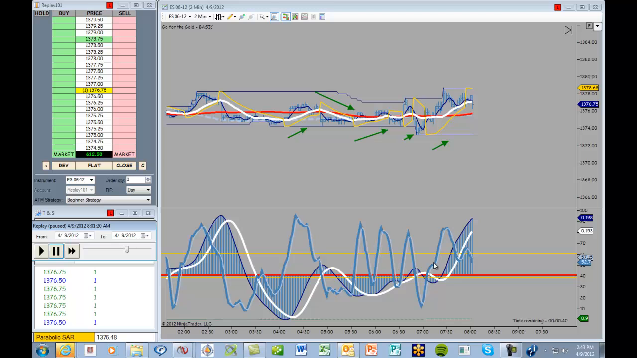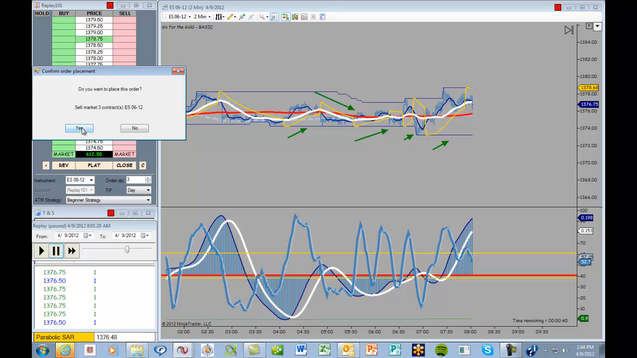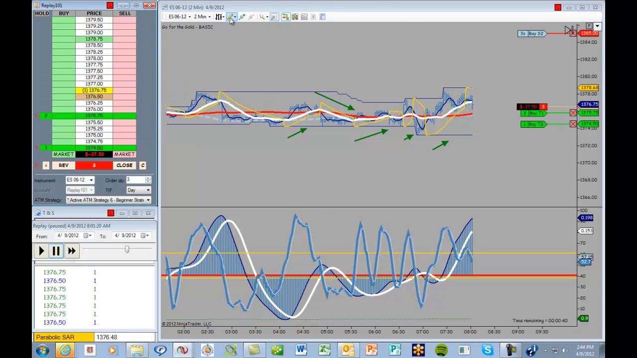Okay, now the stochastic has crossed the MACD and is heading down after being in our overbought zone. So let's get it short. Draw the arrow.